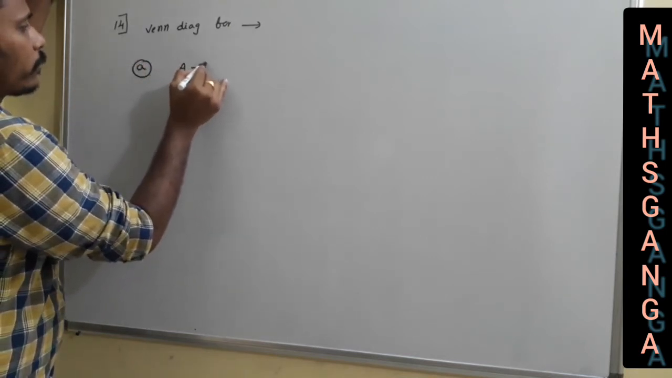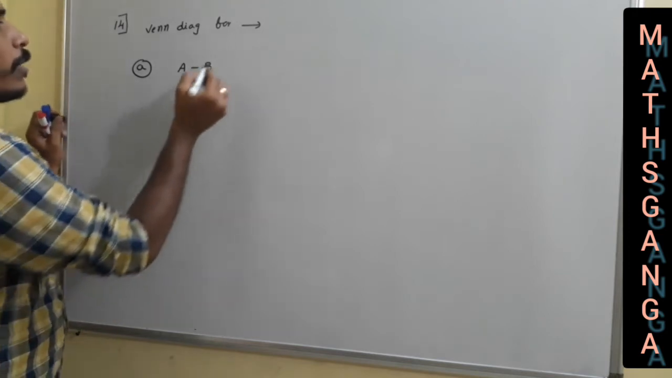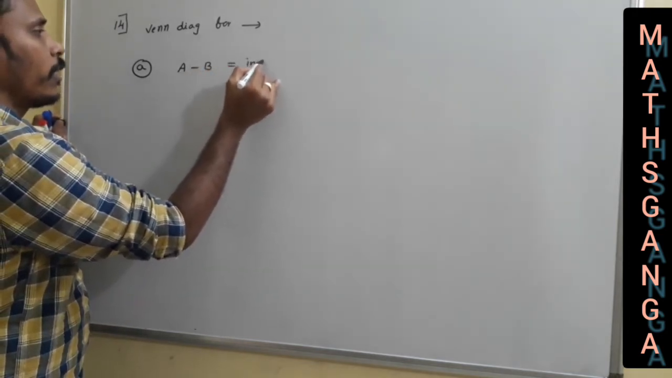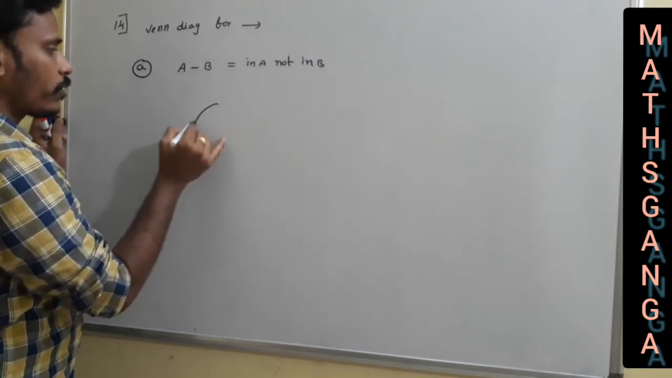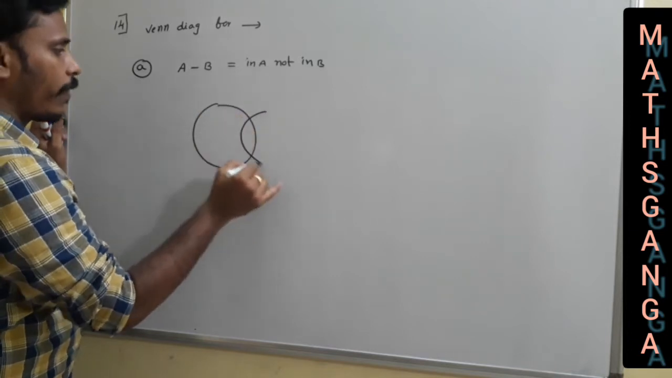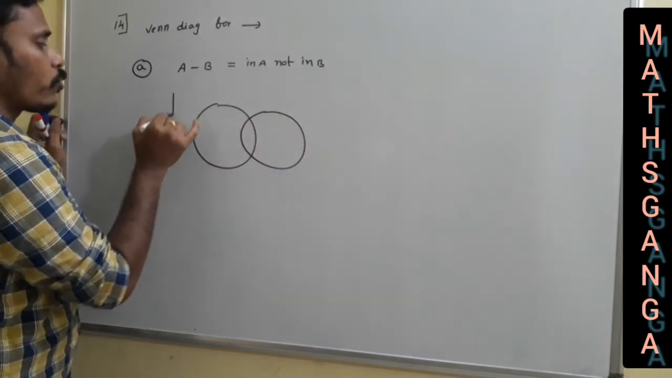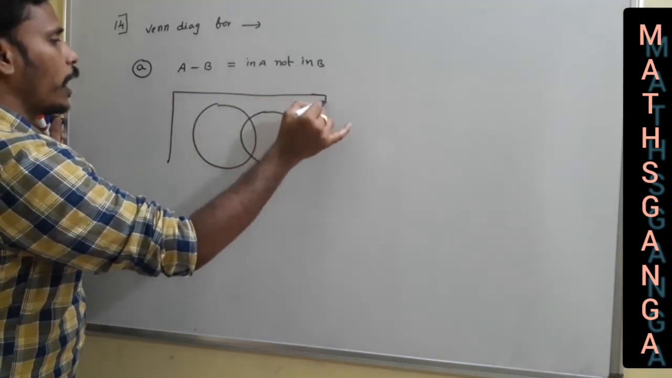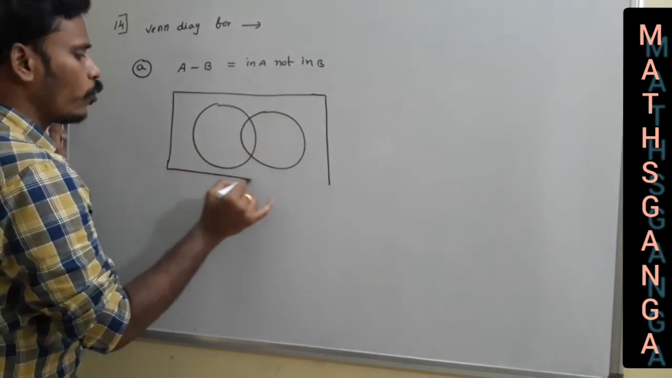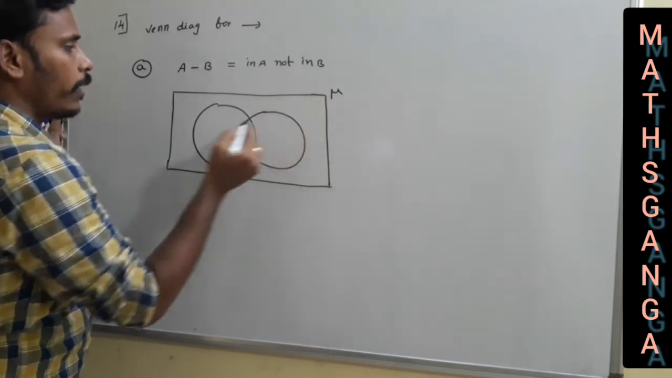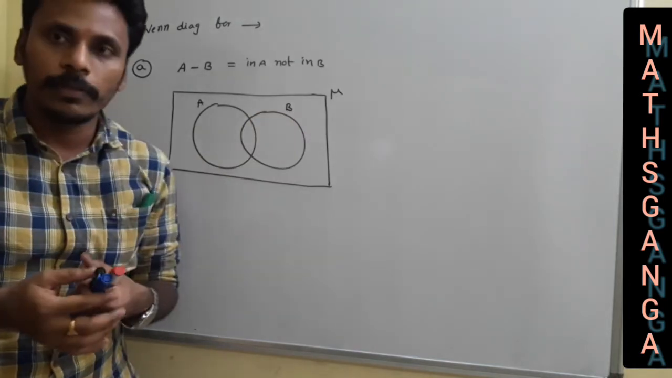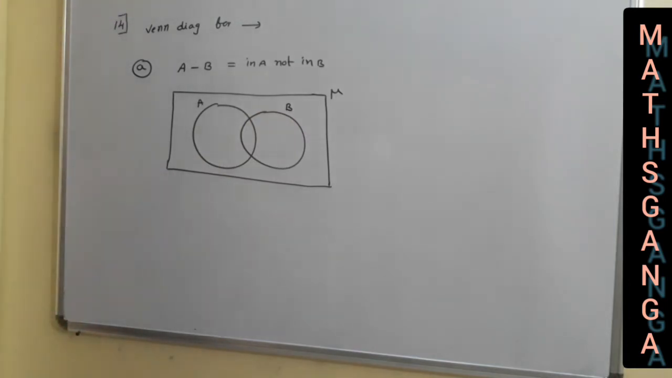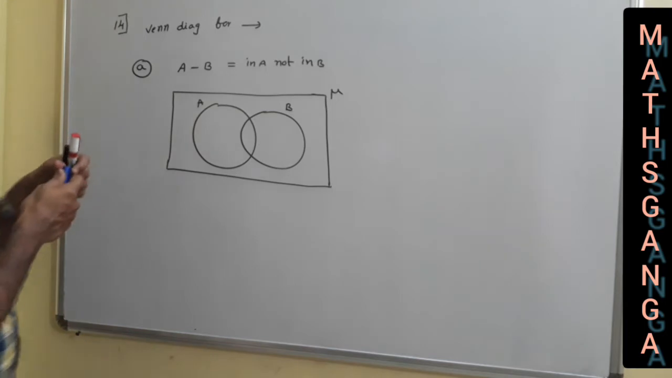A minus B. See, I need to indicate the Venn diagram for A minus B. A minus B means, as per the definition, in A, not in B. We know it. Now you just take one circle for A and another circle for B, and these two have to be included in the universal set. According to the problem, sometimes we will use the universal set and sometimes we can't. This set is for A, this set is for B. Then what do you say about A minus B? A minus B is the region that we need to shade for its Venn diagram, which is in A, not in B. And here that region is this.